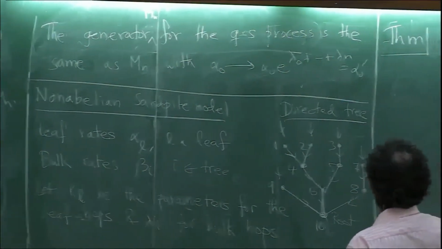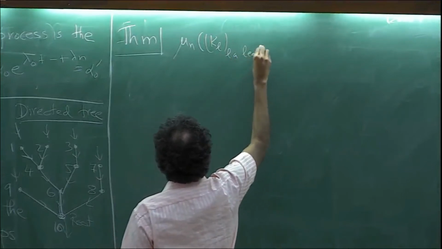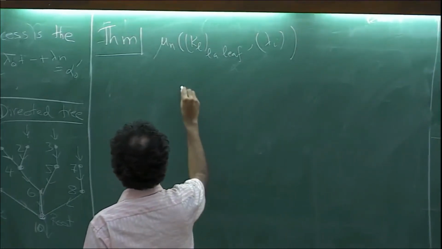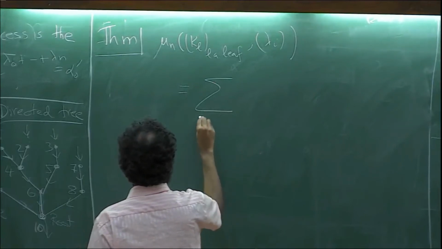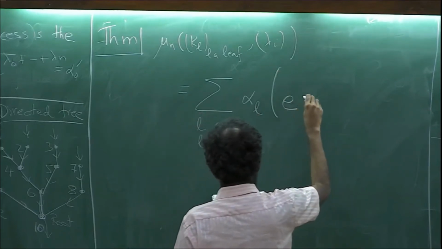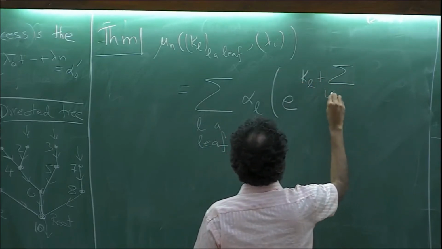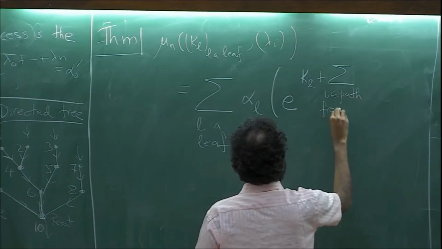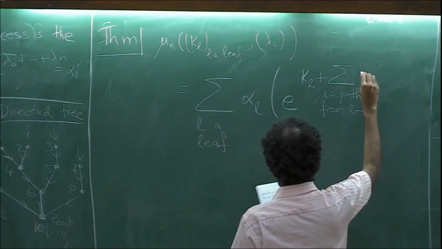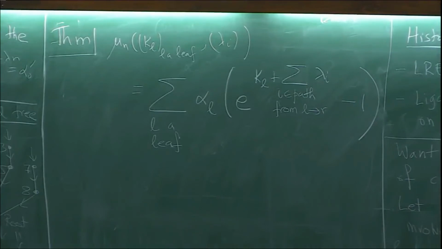So again now mu n can be calculated for kappa L, for L a leaf, and lambda I. This depends on so many parameters, and as you might guess, it is given by the sum over leaves alpha L exponential of kappa L plus the sum over I belonging to the path from L to R, where R is the root, of lambda I minus 1.